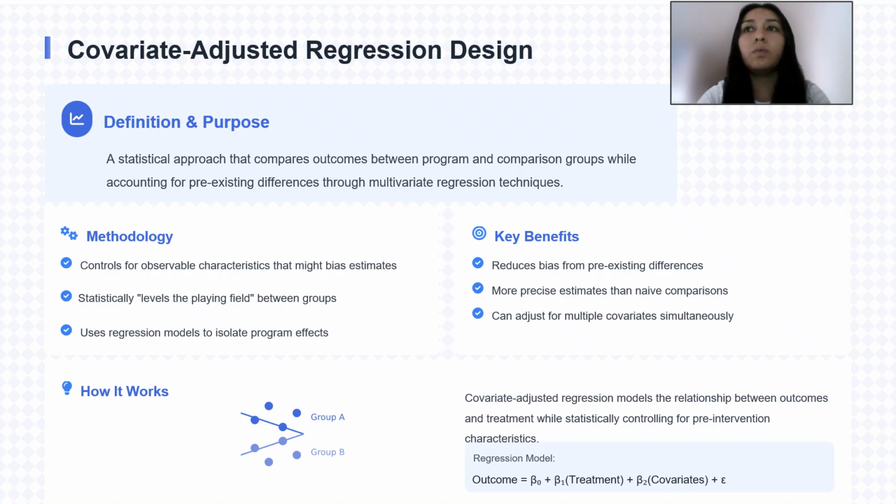To improve accuracy, we can use a covariate adjusted regression design. This method compares outcomes while controlling for pre-existing differences such as age, gender, or baseline health status. By adding those variables as covariates, the model statistically levels the playing field. The key idea is to isolate the program's real effect from other influencing factors.